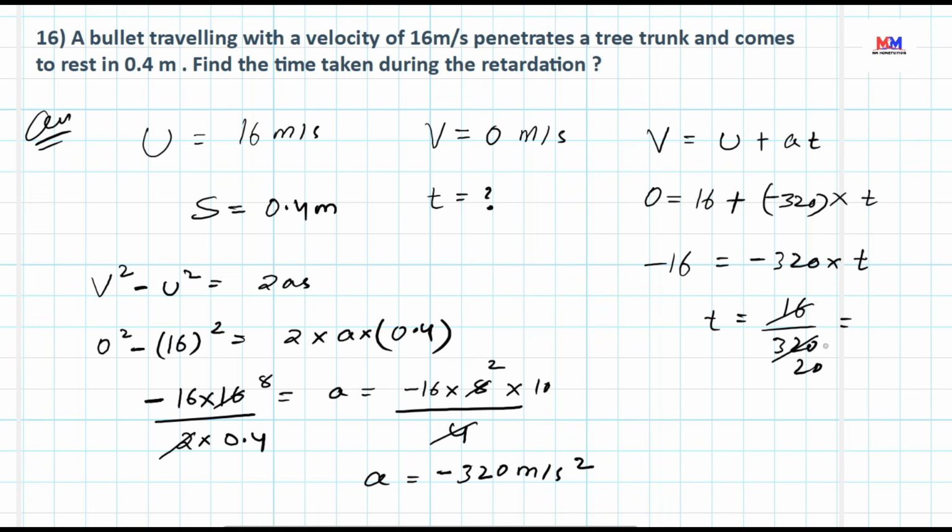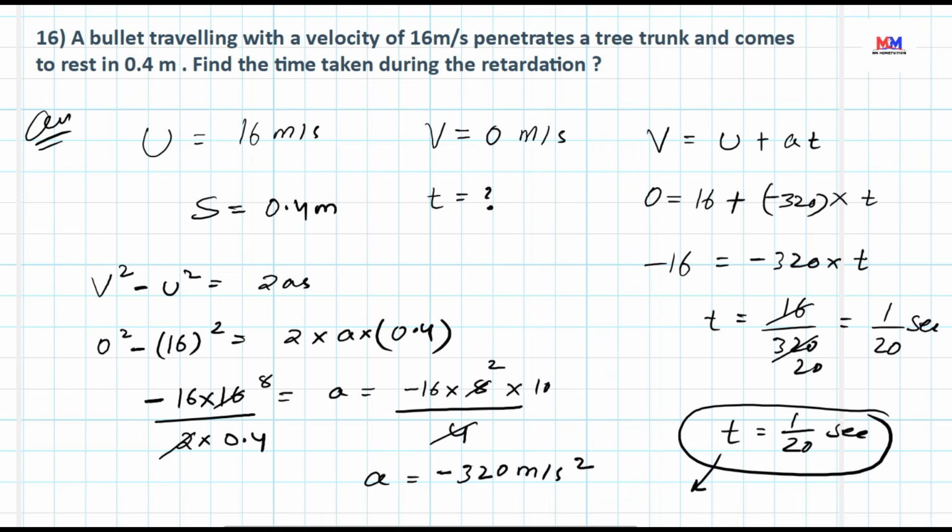16 into 2 is 32, so T equals 1 by 20 second. Time equals 1 by 20 second. That is the time. Time equals 1 by 20 second.